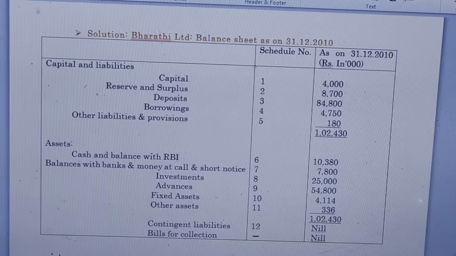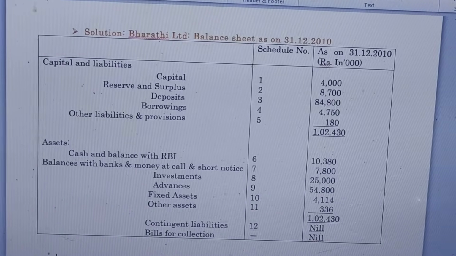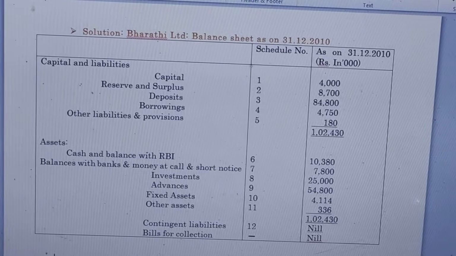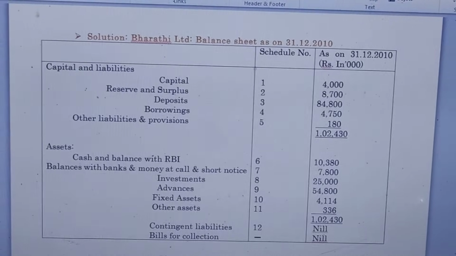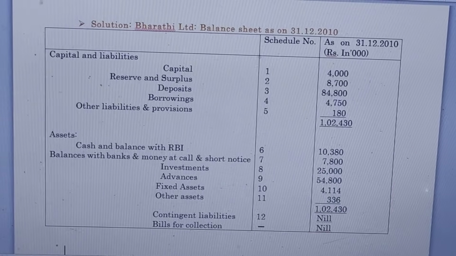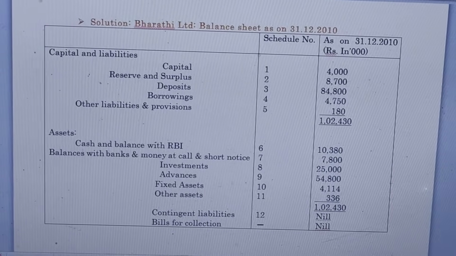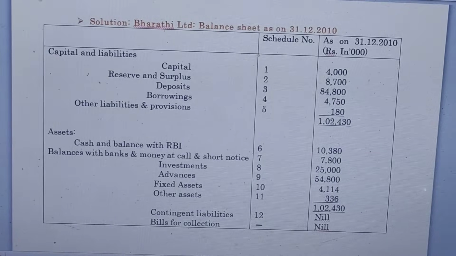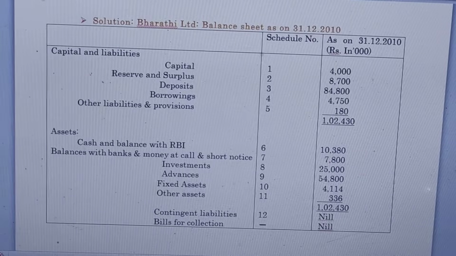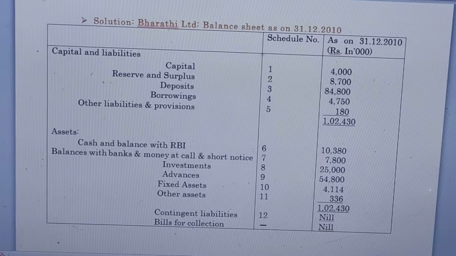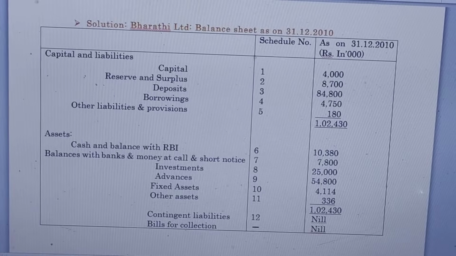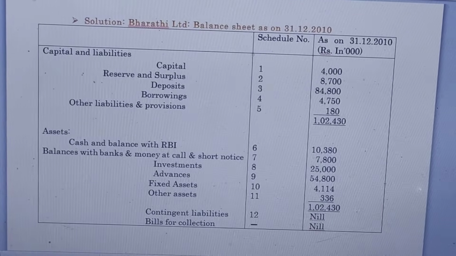Now we are going to prepare the balance sheet of Bharati Limited as on 31st December 2010. First we have to mention capital and liabilities. Under this heading we have to mention capital. Capital is the schedule number 1 heading. We also have to mention where we get it, so it is from schedule number 1, and in the rupees column we have to mention the schedule number 1 total.